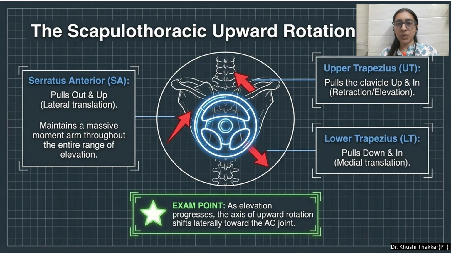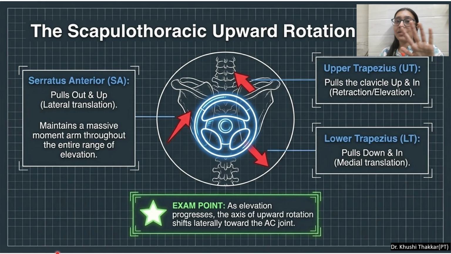Moving on to scapulothoracic upward rotation. So this is provided by three main muscles. Though all the muscles participate, these are the three main muscles which provide vector directions for scapulothoracic upward rotation. First comes the serratus anterior. So serratus anterior pulls out and up. So serratus anterior causes the scapula to move out and up. That is the lateral translation.